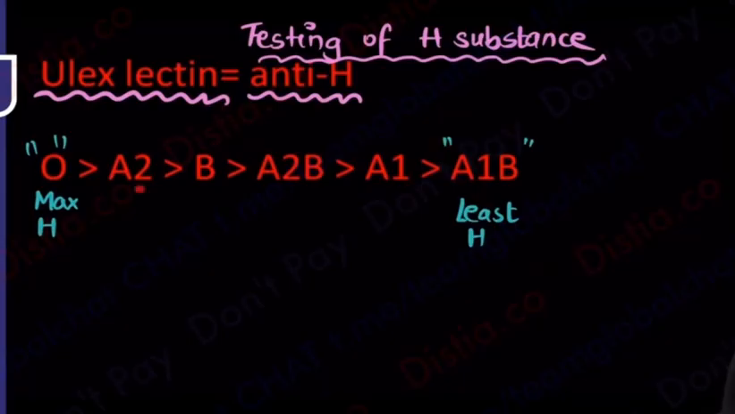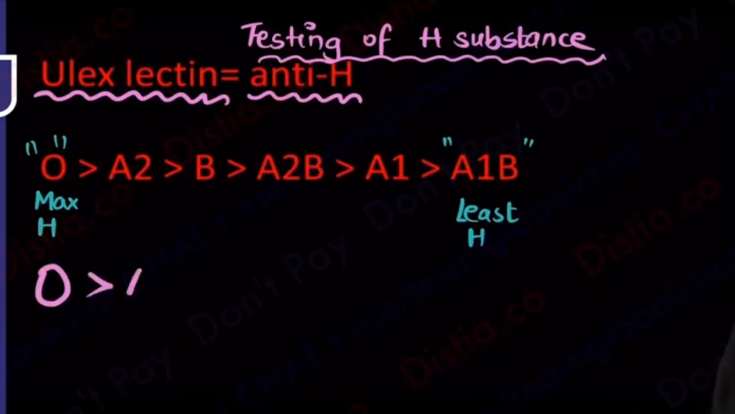But you will realize that the pathway in between is a little complicated, because we know that I don't just have A and B blood group. A blood group people further have different types. There are some people who have blood group A1, there are some people who have blood group A2 and so on. So remember, from maximum H substance to least H substance.